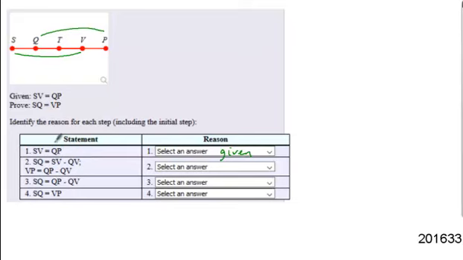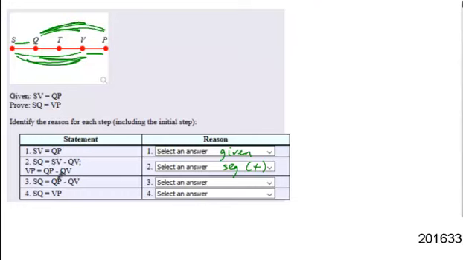So let's test it. Here it says SQ is equal to SV minus QV. Is that segment addition? Yeah, the part is equal to the whole minus the other part. Segment addition. I can confirm that the other one is too. VP is equal to QP minus QV. So both of those are segment addition.